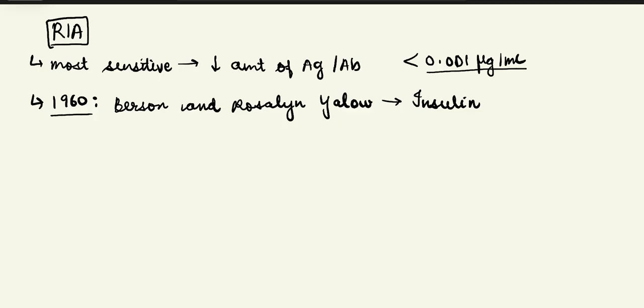So what do we conclude about RIA here from the two statements? One is that RIA is a very sensitive assay, wherein it can detect very small amounts of antigens and antibodies also, even lesser than 0.01 microgram per ml. Secondly, RIA was first performed by Berson and Rosalyn Yalow. They performed it in 1960 and they wanted to detect the concentration of insulin hormone.